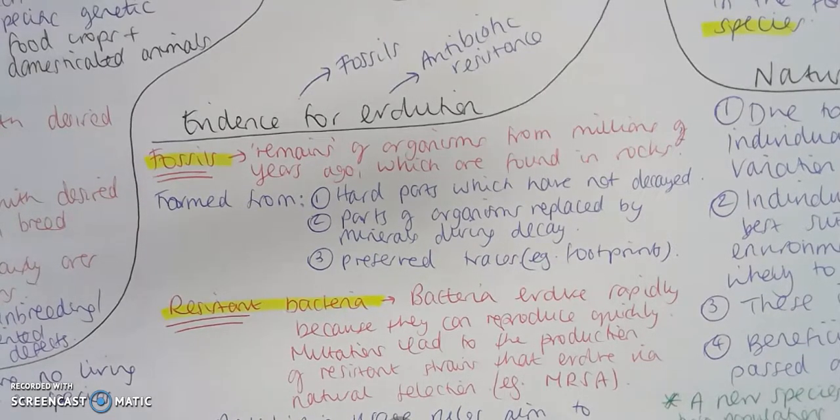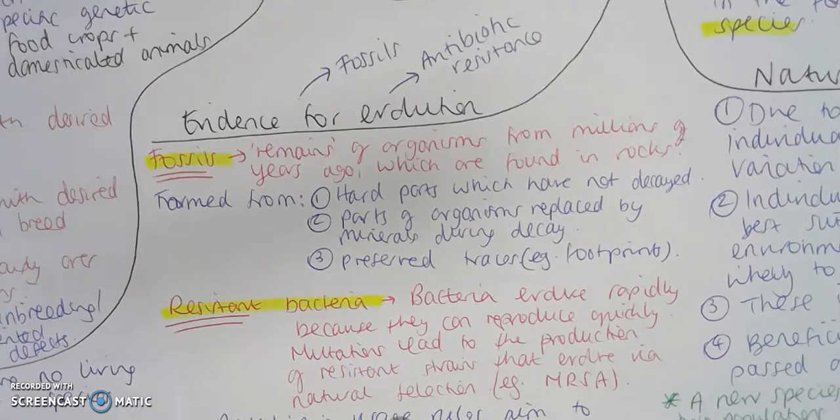So thinking about fossils first then. Fossils are the remains of organisms from millions of years ago, which are found in rocks. The reason fossils tend to form is from hard parts which have not decayed. So, for instance, shells and exoskeletons are quite often turned into fossils because they're hard. They take a long, long time to break down.